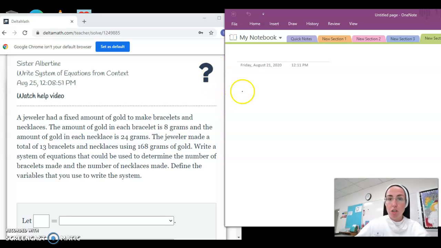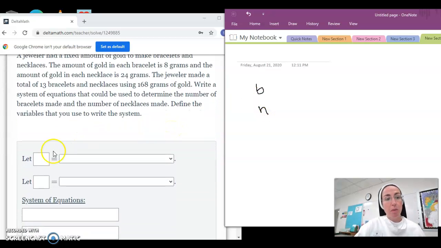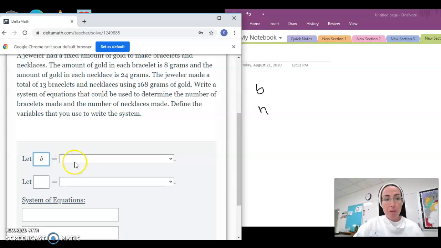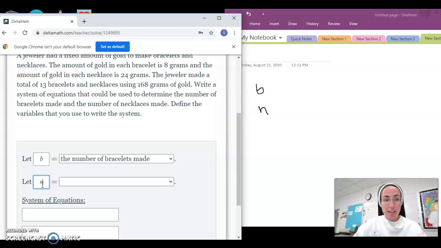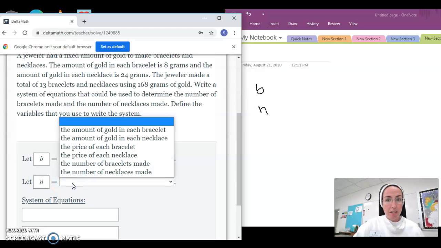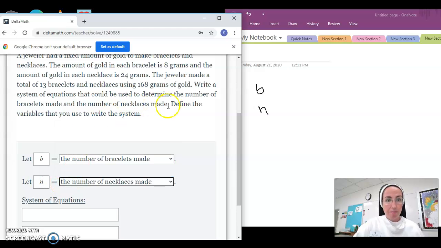Okay, so what is it that we don't know? We don't know how many bracelets that he made. So maybe we'll just call that B. A number of necklaces could be N. So the first thing is we just define variables that we want. So B can be the number of bracelets he made, and N can be the number of necklaces.